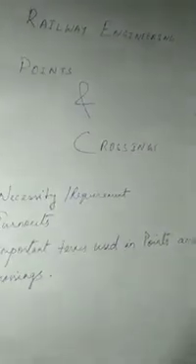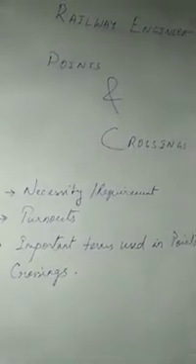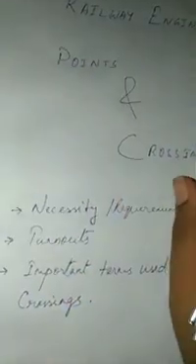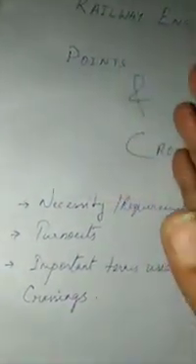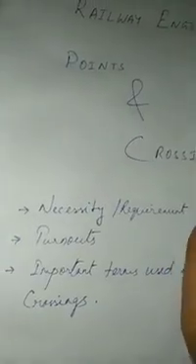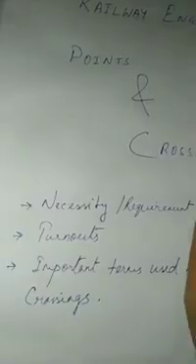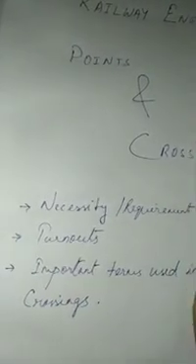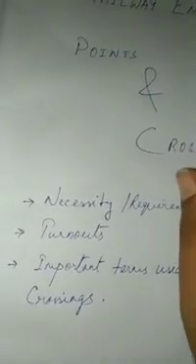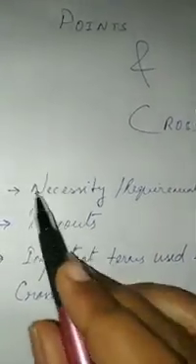So now, we are going to discuss the necessity or requirement of points and crossings. See, in case of roads, the facilities for turning of vehicles from one path to another do not require any special arrangement as the wheels have no flanges. The problem of diversion of trains from one track to another, due to flanges which are provided inside towards the track, is solved by special arrangements known as points and crossings. So first of all, let's know why it is required.